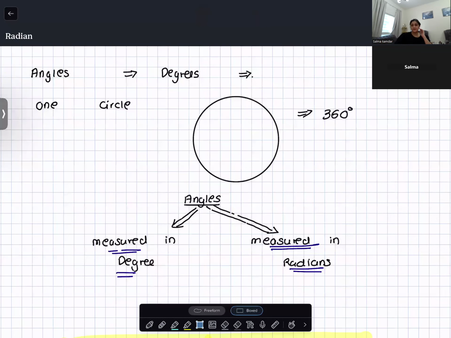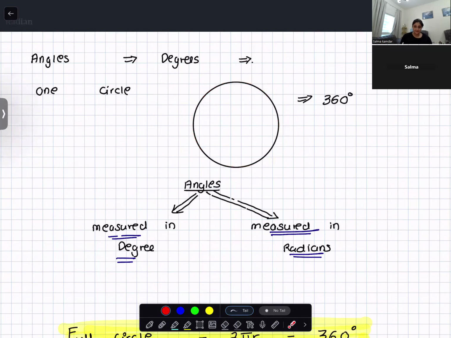Hi everyone. We are doing the chapter radians. Radians means radius, and we are going to talk about radians. How do we measure angles in radians? If you know the circumference of the circle is 2 pi r, and all the angles in the circle sum up to 360 degree.